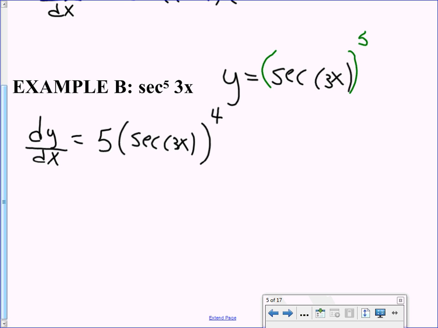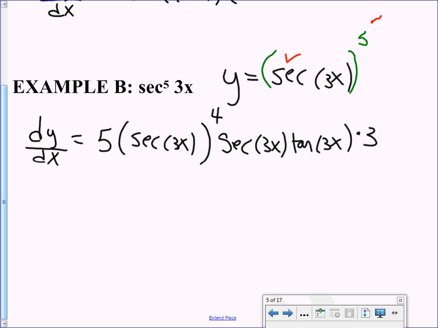So we took care of the outermost function. We differentiated it. The next layer, we're working outside in, is the secant. To take the derivative of the secant of an angle, it's secant of the angle, tan of the angle. So it's secant of 3x times tan of 3x. That is the derivative of the secant. Now we need to multiply that by the derivative of the innermost function, 3x, which is just 3.